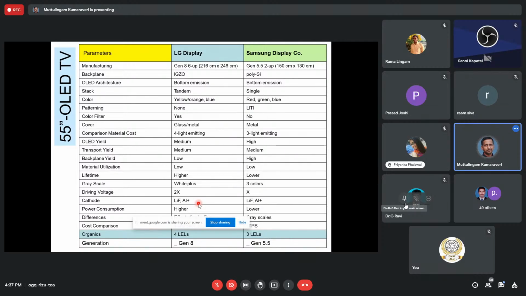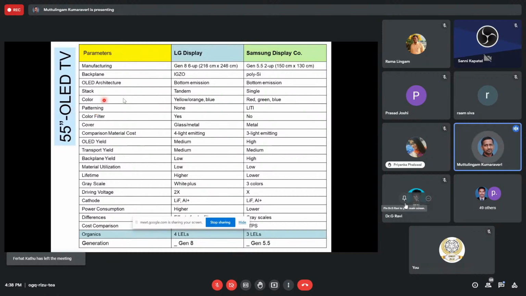And the stack: you can see LG Display uses a tandem stack, and Samsung uses just a single stack. A single stack means just one anode and cathode with the hole transporting layer, the emissive layer and the electron transporting layer between them. So it's a single unit. But when we use the tandem, we use 2-3 single units, connected with interconnecting layers.